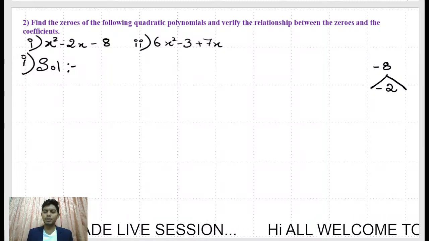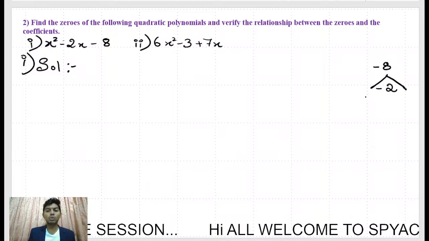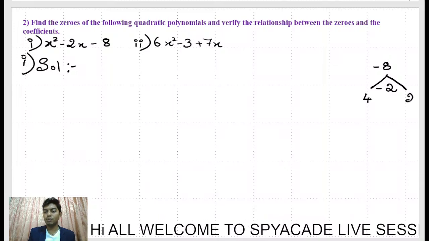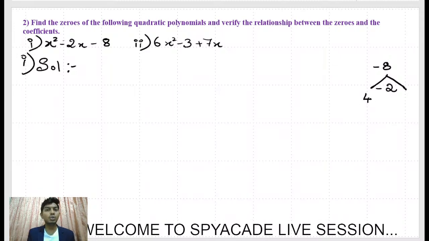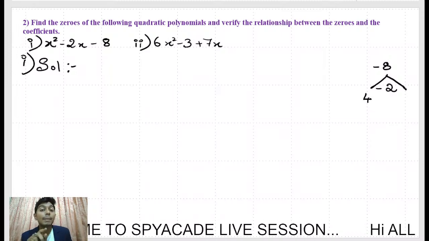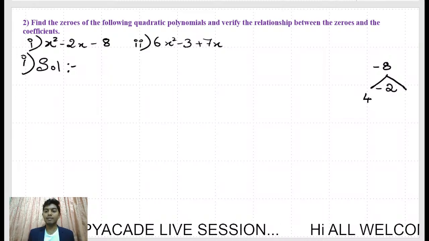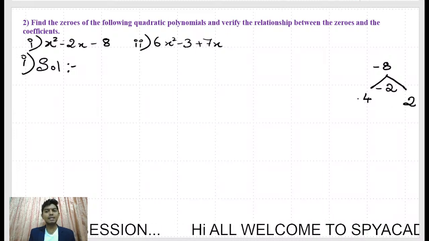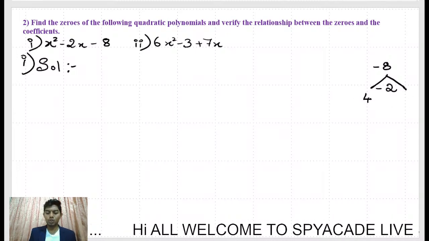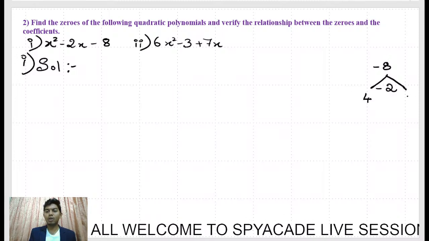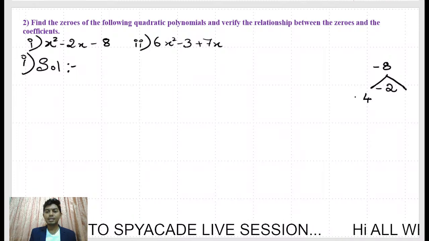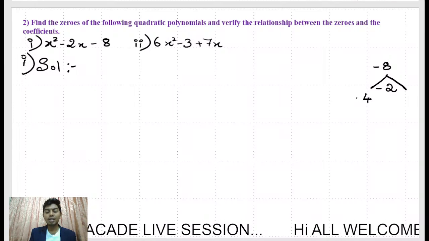What are those two numbers which we can choose here? 4 twos are 8. Everyone knows that very well. So 4 into 2 is 8. But here we have minus 8. Right, we have minus 8. So whether we have to put this minus along with the 4 or with the 2, you have to decide that. Along with the 4 or with the 2.